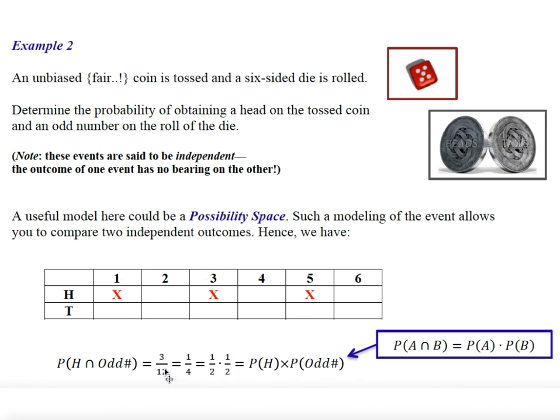So 3 out of the 12 reduces to a fourth. That happens to be 1/2 times 1/2, which is actually the chance of getting a head, right? 1 chance out of 2. And the chance of getting an odd number, which would be 3 out of 6, reduces to a half. So here we see brought to life the formula for independent events, namely that the probability of A and B is just going to be the product of those two.